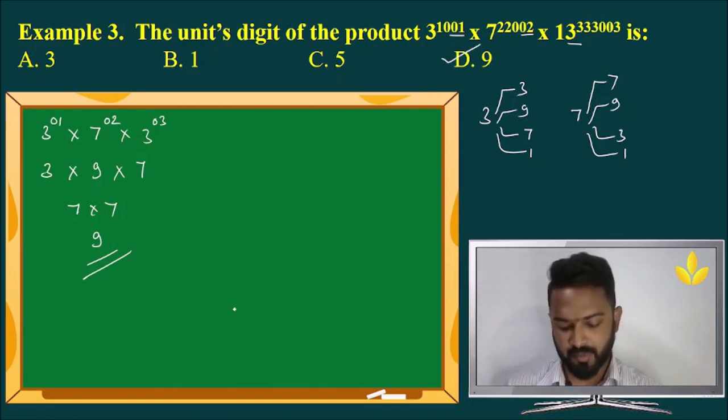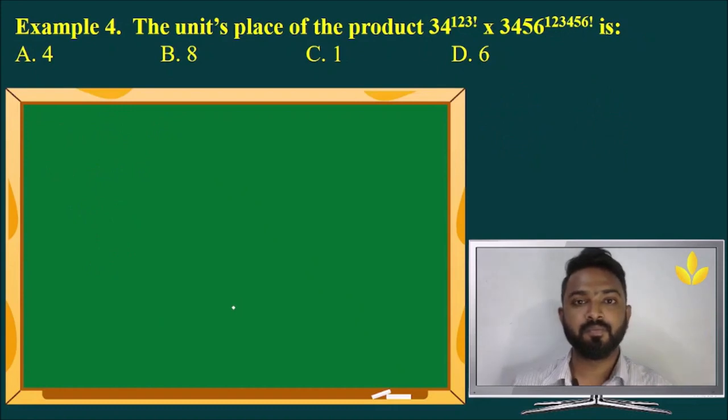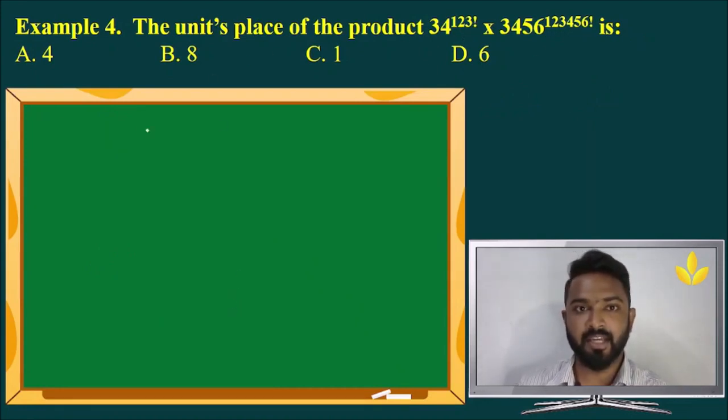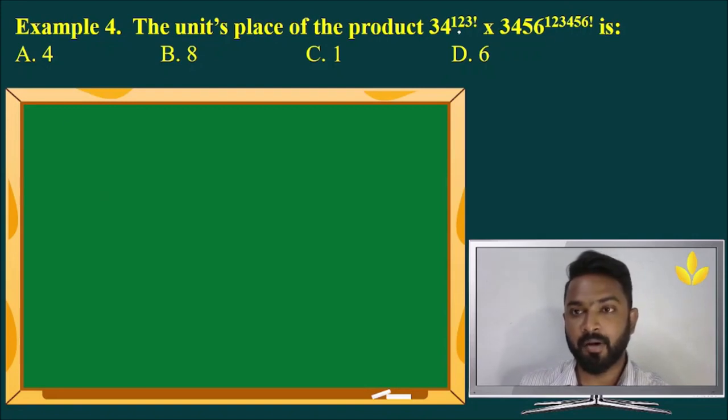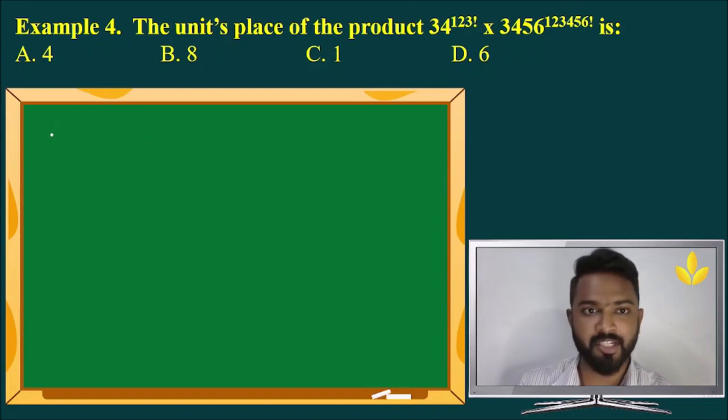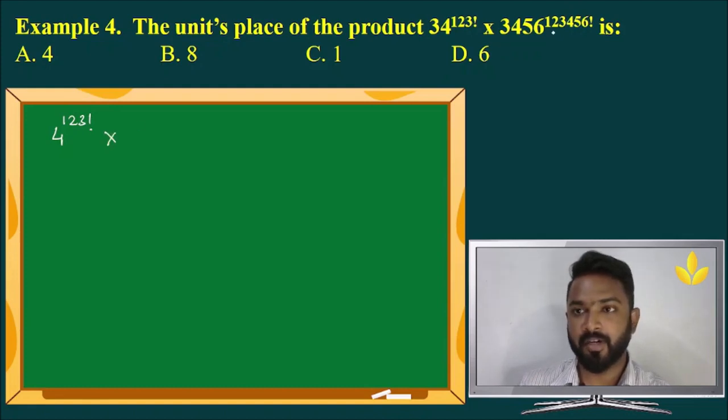That's it. Let's move on. The units place of the product this and this is what? Okay, this is a very interesting question. We have 34 to the power 123 factorial. Let's simplify this first. We only care about the units digit. So we have 4 to the power 123 factorial into 3, 4, 5, 6 to the power this. Again, units place is 6. 1, 2, 3, 4, 5, 6 factorial.